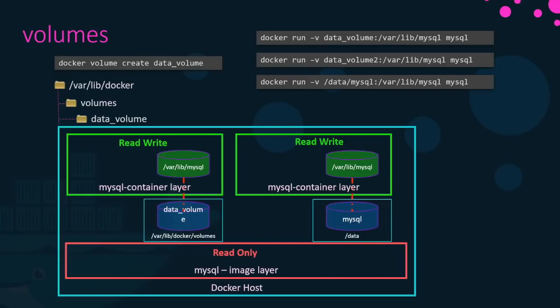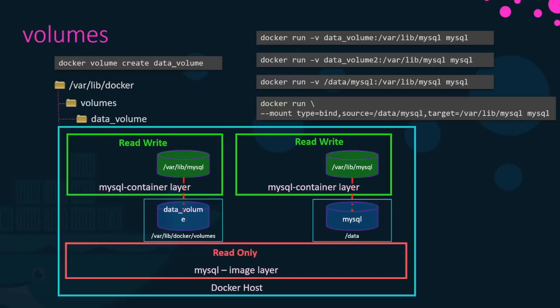Using -v is an old style. The new way is to use the --mount option. The --mount is the preferred way as it is more verbose, so you have to specify each parameter in a key=value format. For example, the previous command can be written with the --mount option as this, using the type, source, and target options. The type in this case is bind, the source is the location on my host, and target is the location on my container.